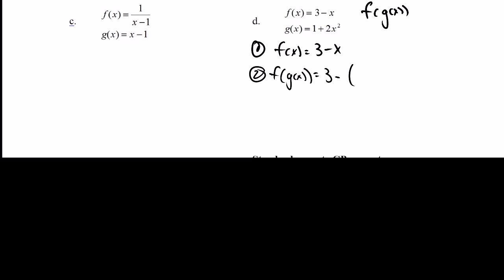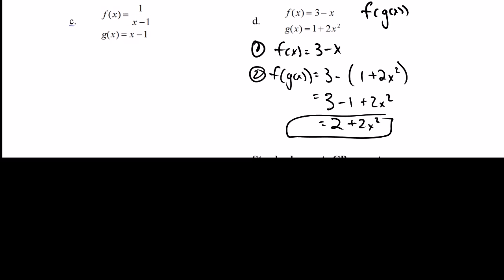So let's look at D. So f of g of x. Step 1, what's my parent function? F of x is equal to 3 minus x. Step 2, replace all my x's with g of x. So 3 minus 1 plus 2x squared, which is equal to 2 plus 2x squared. And we're done. We simplified. This is our simplification process.